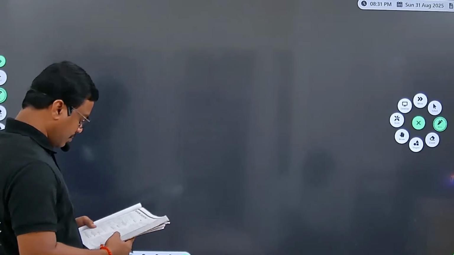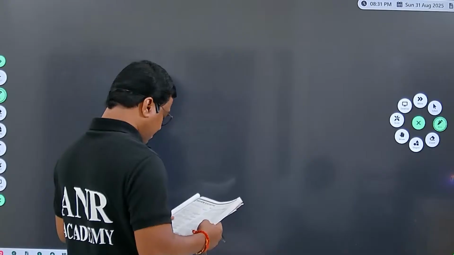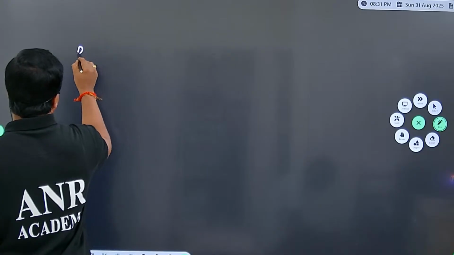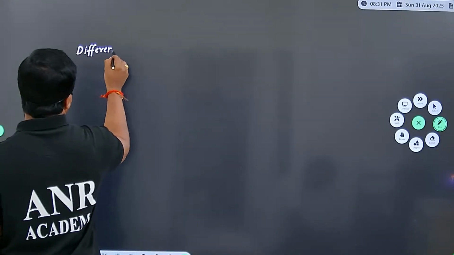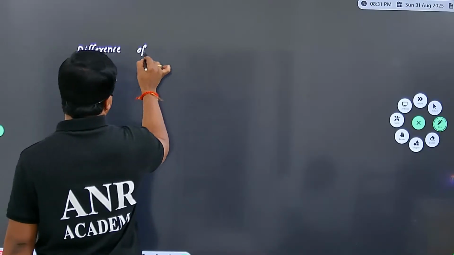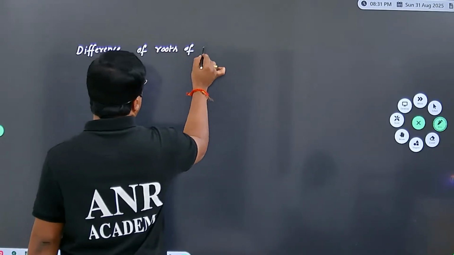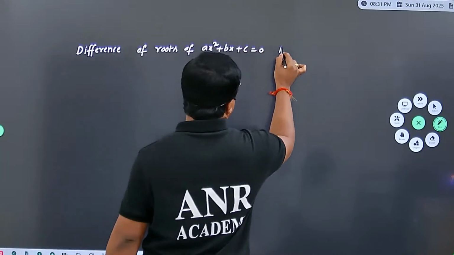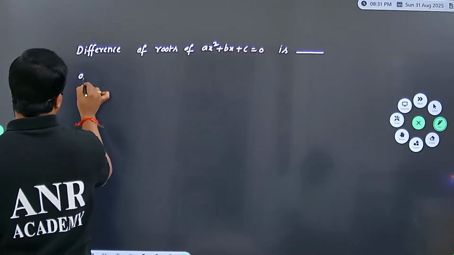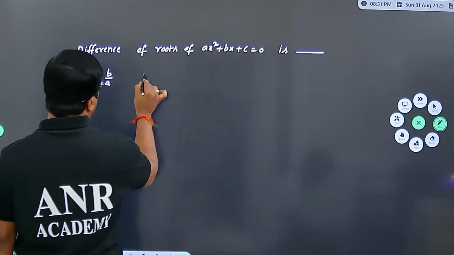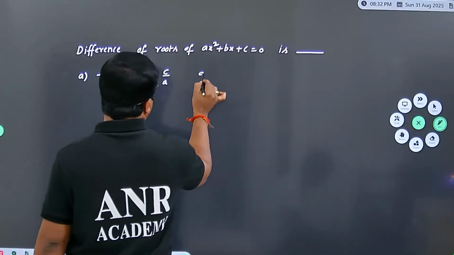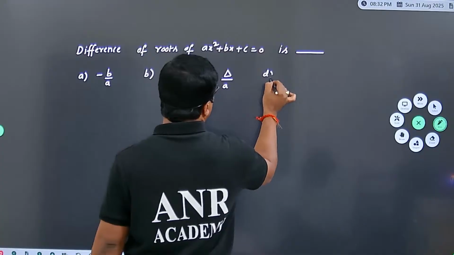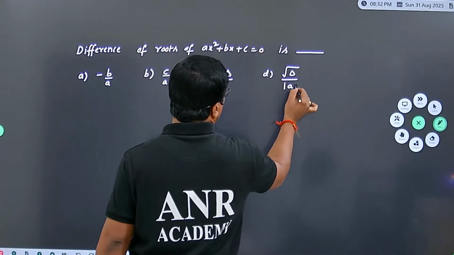Next question. Difference of roots of ax square plus bx plus c equal to 0 is: option A, minus b by a; option B, c by a; option C, delta divided by a; option D, root over delta divided by modulus a.